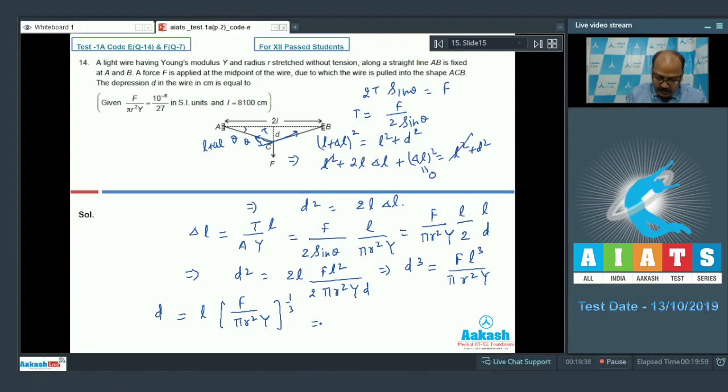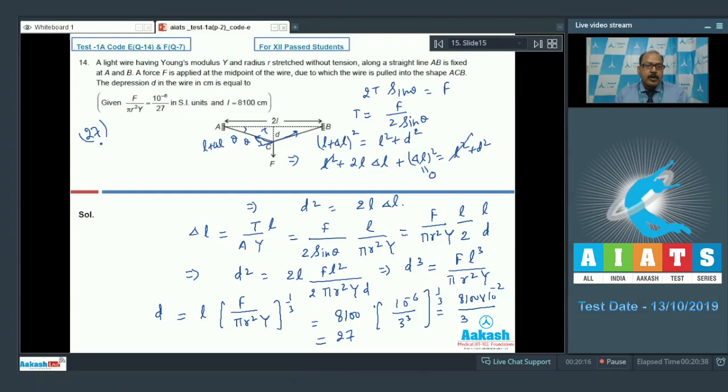Let's put the values. L is 8100 centimeter and F by pi r square Y has the value 10 to the power minus 6 by 27, which is 3 cube to the power 1 by 3. This equals 8100 into 10 to the power minus 2 upon 3, which again equals 27. So our answer to question 14 is 27. Let's now move on to the next question.